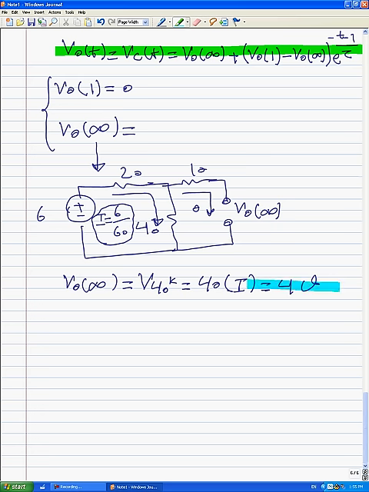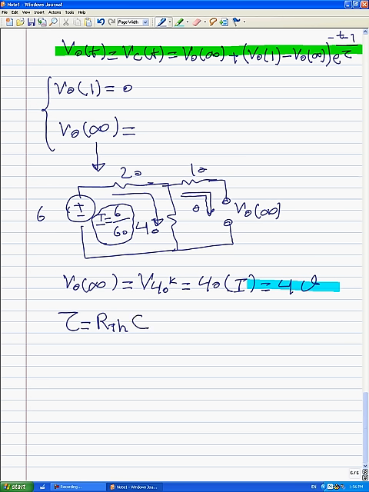Again, to review the concept in this circuit, we know this current is equal to 0. The 20 and 40 are in series, and immediately we can find this current, and finally we can find the output voltage at infinity. And in order to find tau, because we have an RC circuit, tau is equal to R Thevenin times C.